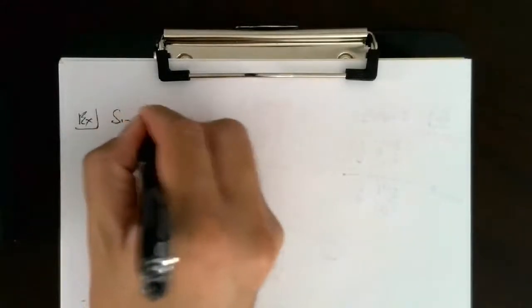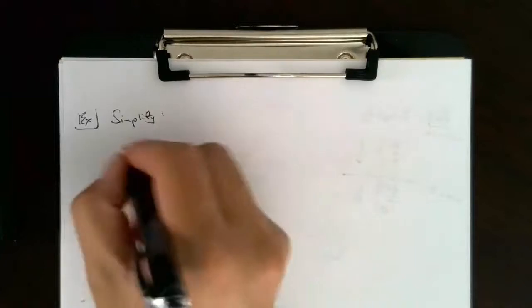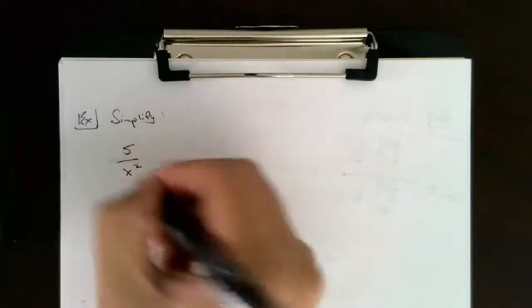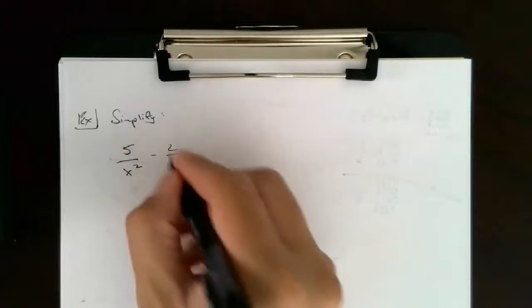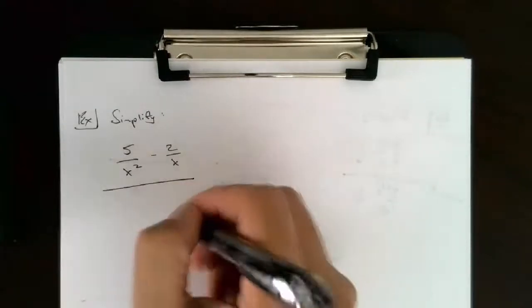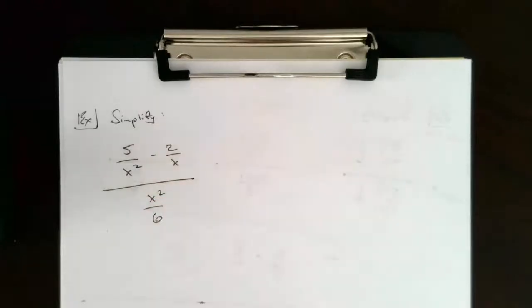So if I said to simplify, the directions here will be simplify. Simplify means you don't want any complex fractions. If I had 5 over x squared minus 2 over x, all over x squared over 6.